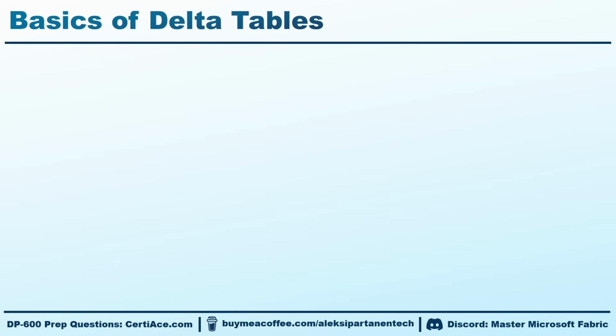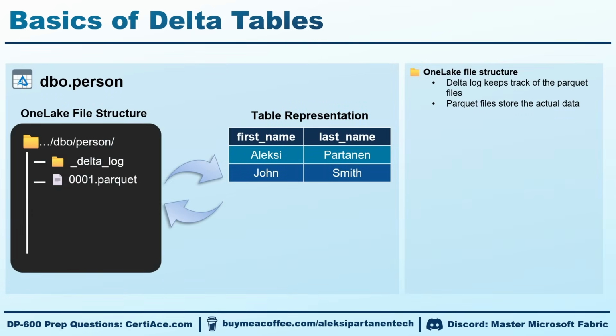Next, let's cover the basics of Delta tables since they are good to understand in order to understand optimization and maintenance topics that we're going to cover next. In this example, we have a Delta table called person, and it is in the dbo schema of our Lakehouse. Even though this table looks like a traditional database table when using and interacting with it, it is actually Parquet files and folders under the hood that store data in a columnar format. Then we have a Delta log that keeps track of those files.